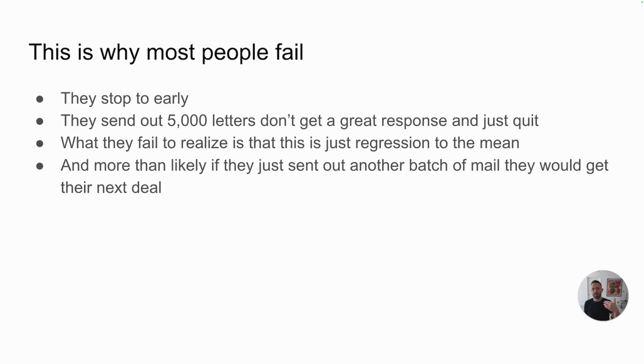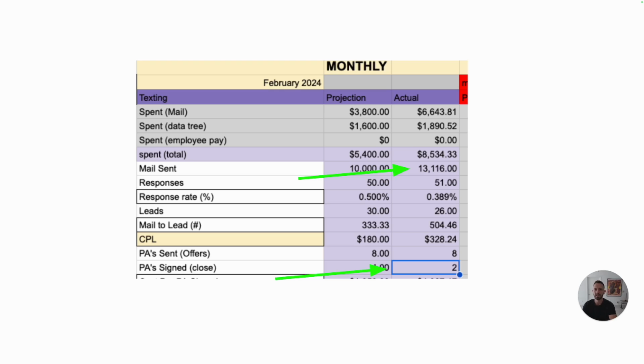You need to give it 90 days, 6 months, a year to see true average statistics. If you judge it on too short of a time frame, you've got these wild fluctuations. You have to zoom out and look at the bigger picture. If you first start this out, they'll send out 5,000 letters, they don't get a great response, they don't get a deal, and they quit. Well, that's on you. You just have to do this longer. I literally just showed the statistics. What they fail to realize is that it's regression to the mean at play. And more than likely, if they just stick it out in that example I showed, they get deals and be wildly profitable. Let me give you an example.